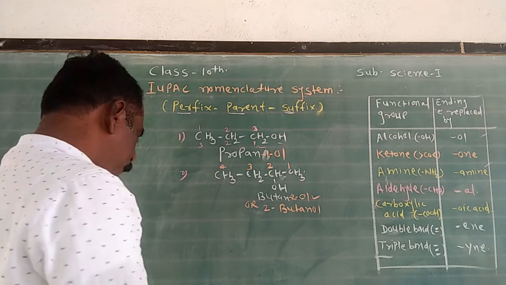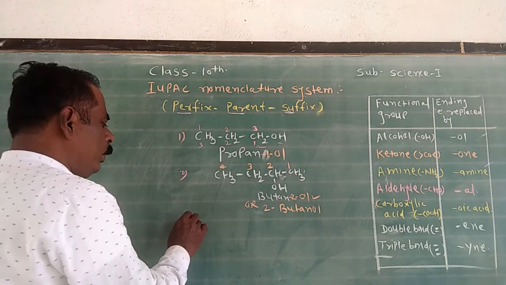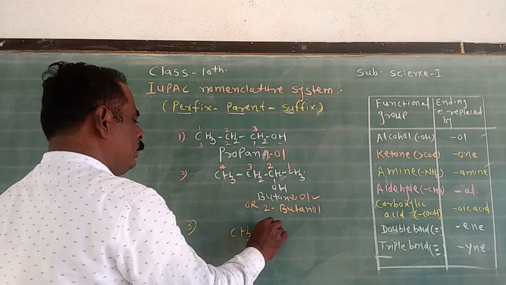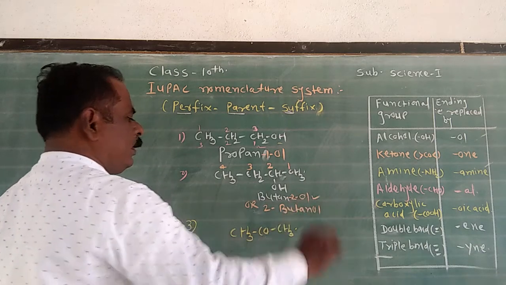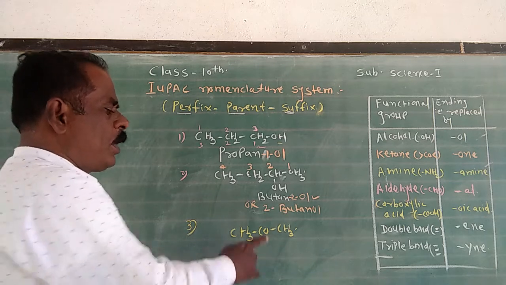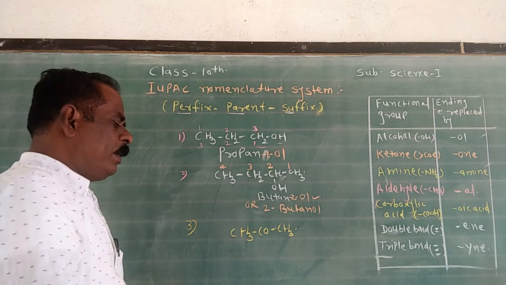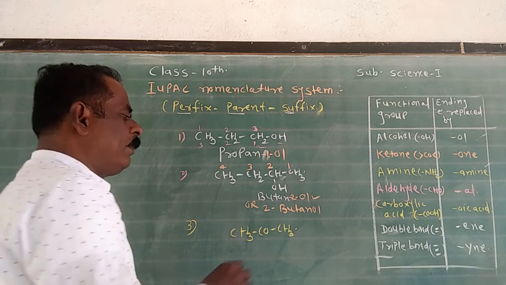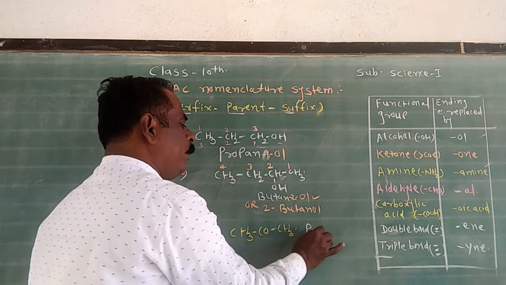Third example, take the ketonic group. CH3, CO, CH3. Write the IUPAC name of the compound. How many carbon atoms are present here? 1, 2, 3. Three carbon atoms means the name of the compound is propane.